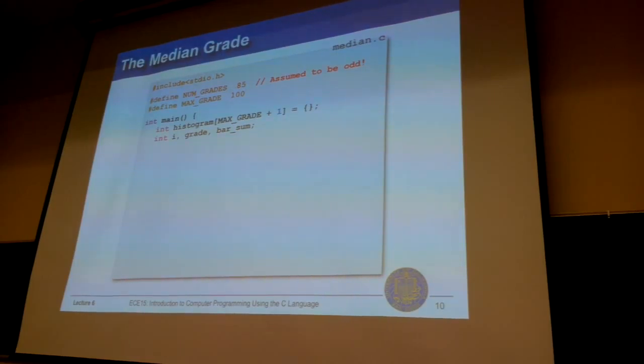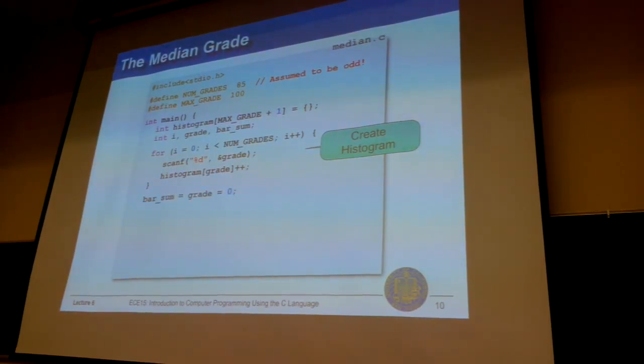So let's take a look at how that program works. So again, we're going to calculate that histogram just as I showed you in the last slide. And then we're going to go ahead and calculate the median. And we've introduced a new variable here, bar sum. And we're going to set both bar sum and grade equal to 0 to start. And what we'll do is we'll start a while loop here. And so this while loop is going to sum over the elements of the histogram.